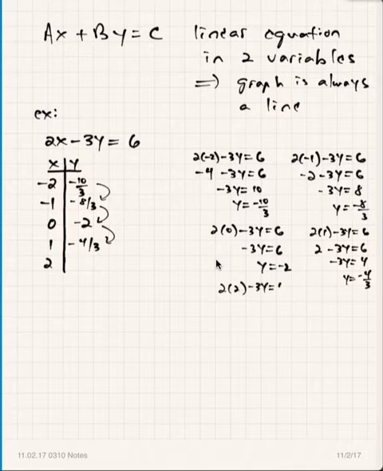Why is it -4/3? Let's see. So I substituted in x equals 1. So I get 2 minus 3y equals 6. So I subtract 2. I get -3y equals 4. Yep. So y is -4/3. Right, because I had the -3y. Dividing a positive by a negative, we're going the other way. Sorry. Yep. No problem. Definitely.